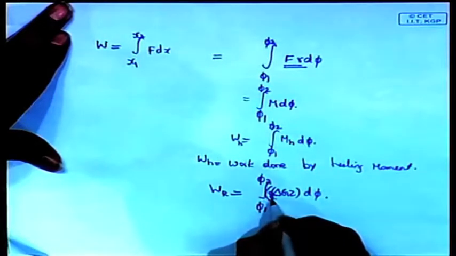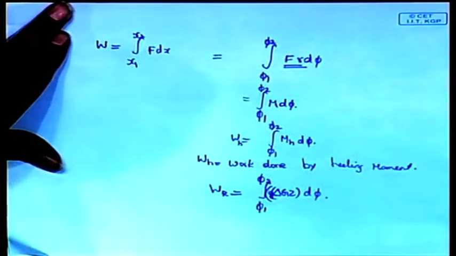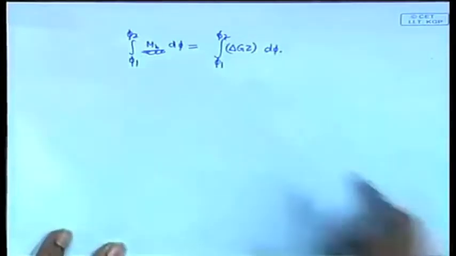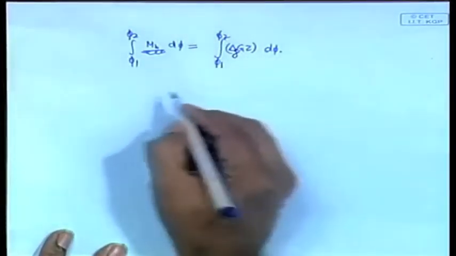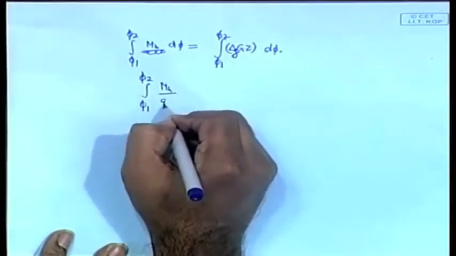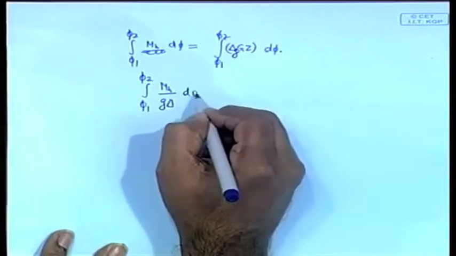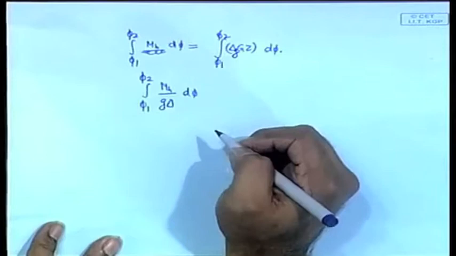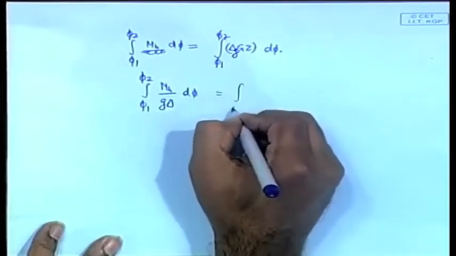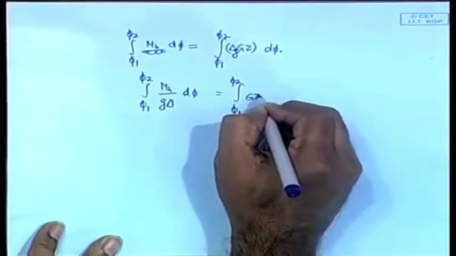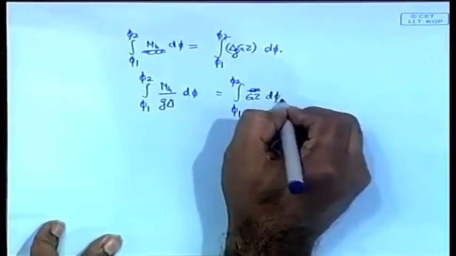Delta is usually given in tons, and as you know, a ton is 1000 kilograms. Kilogram is mass, so delta into g should be there. Therefore, from phi 1 to phi 2, MH equals g delta times GZ d phi. Because delta is a constant and g is a constant, they are not variables. Delta is the total displacement of the ship that does not change due to heeling.